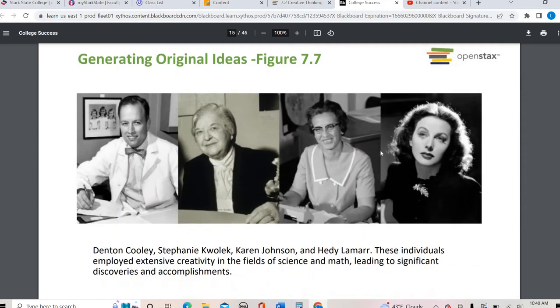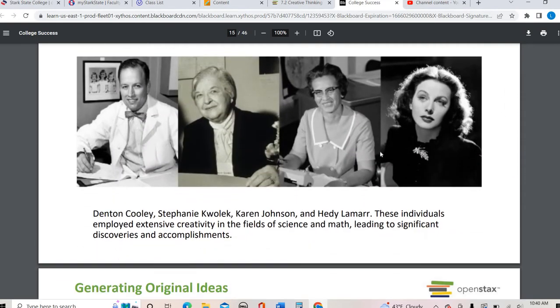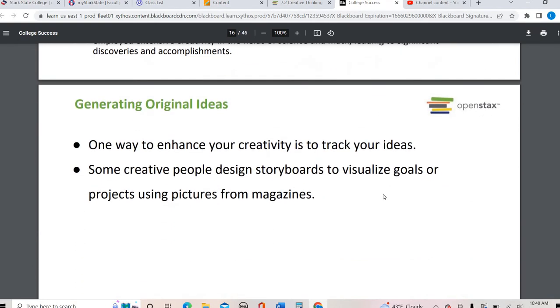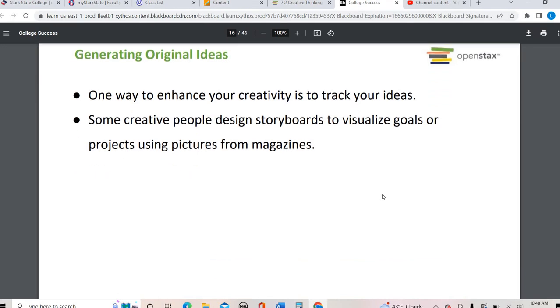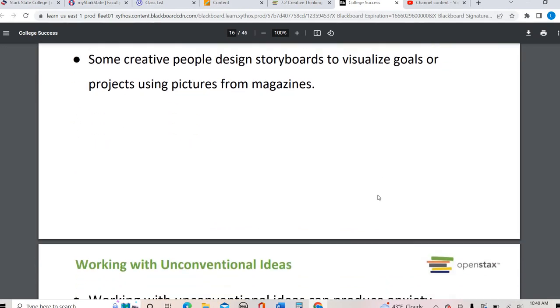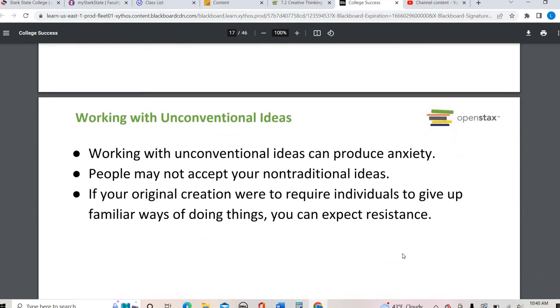So also part of creative thinking is trying to come up with ideas that are original to you, and how can you do that? So here are some suggestions. Track your ideas, visualize your goals, use pictures from different sources. So really try to think of ways that have not been done or approached, or someone that does something and you can apply it to your situation. So there are ways to start trying to be creative. You also may have to push yourself into an area that is unfamiliar. So trying something new, taking risks, coming up with unconventional ideas, even if it makes you a little anxious, working with other people.